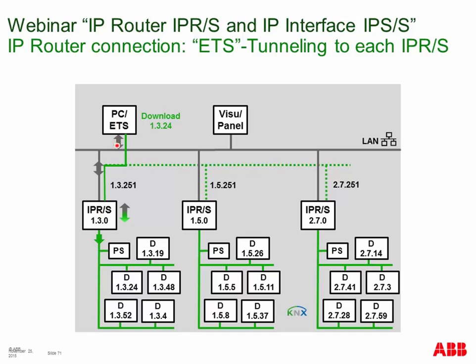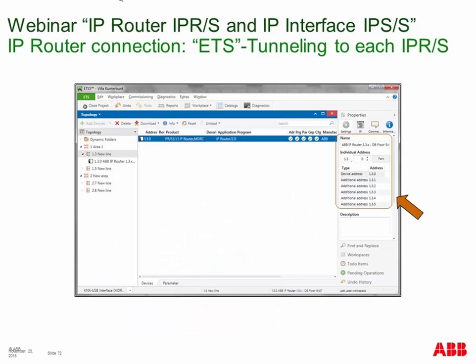So the telegrams on the IP network go straight into our line. We don't have the download here, we don't have it here; we only have the download on our IP network forwarded straight to our IP router. That's the big advantage. We have no traffic on our complete IP network. So how to create such a tunneling connection?